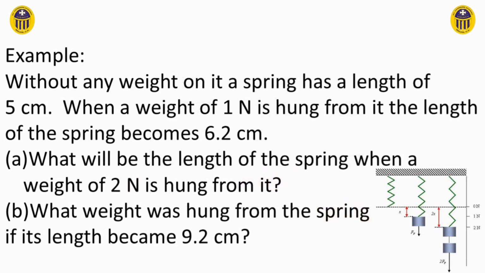Let's do an example. Without any weight on it, a spring has a length of 5 centimeters. When a weight of 1 Newton is hung from it, the length of the spring becomes 6.2 centimeters. A. What will be the length of the spring when a weight of 2 Newtons is hung from it? And B. What weight was hung from the spring when its length became 9.2 centimeters?